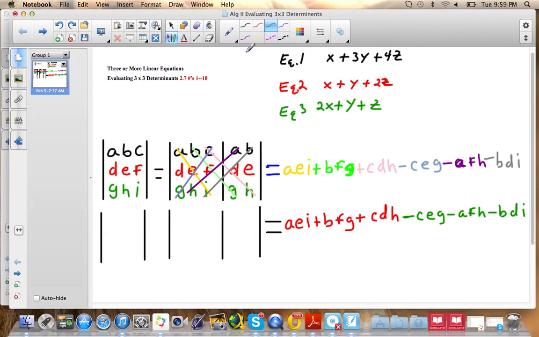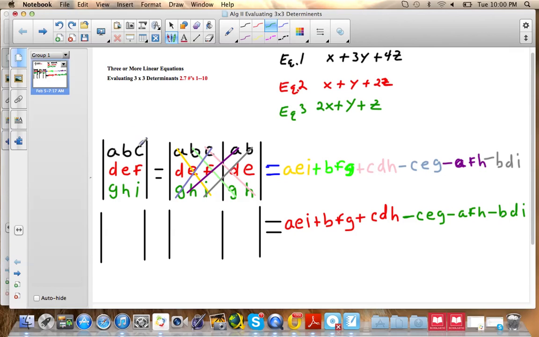If we look over here, we have 3 or more linear equations, right? So we have equation 1, equation 2, and equation 3, represented by 3 different colors. Now, what we're going to be doing is evaluating these by 3 by 3 determinants. So the first thing we're going to do is set this up, and we're just going to put alphabetical letters in here, right?